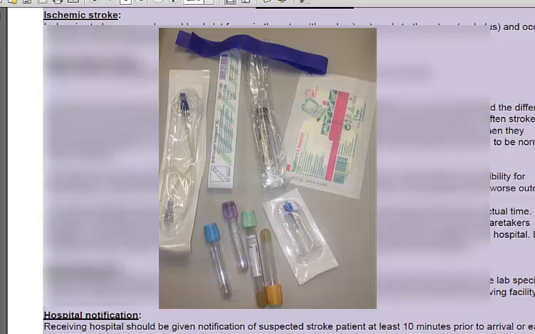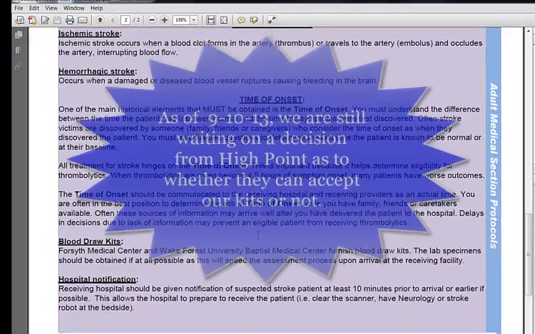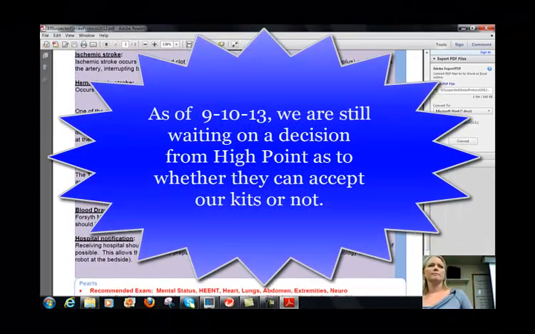The only hospital that we haven't heard from yet, we checked with High Point because they're a Carolina, Chapel Hill, you know, is over them. So we're checking with them to see if they can take these kits. But every other hospital is either affiliated with Baptist or Novant. So they're compatible with everybody else.